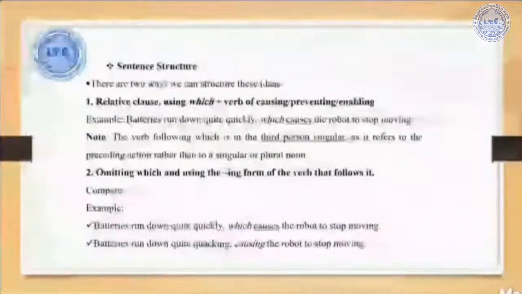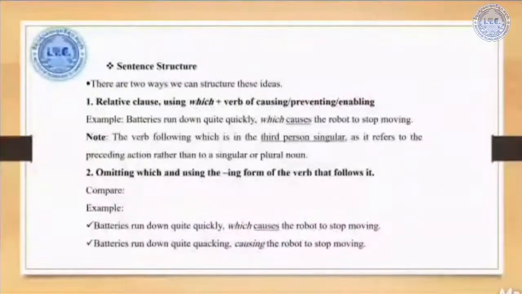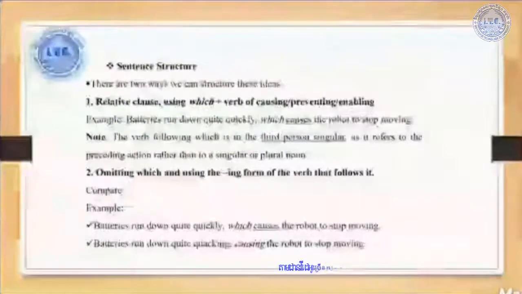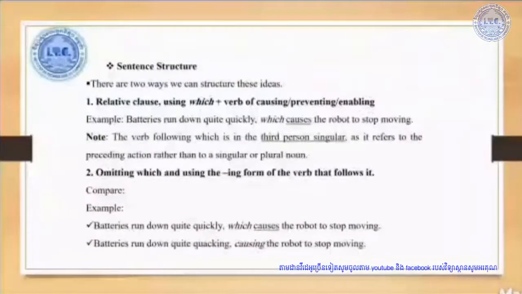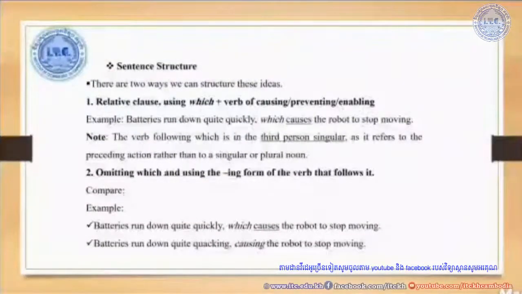Moving on to the second structure, everyone. Number 2, this is when we don't want to use the word which. We can omit or delete the word which and use the ing form of the verb that follows it. Let's take a look at the two examples that compare the two structures. The first one, batteries run down quite quickly, which causes the robot to stop moving. And the second structure, batteries run out quite quickly, causing the robot to stop moving.